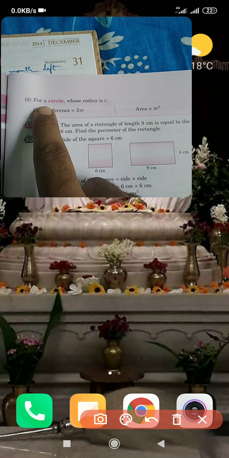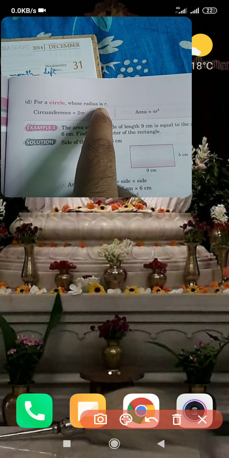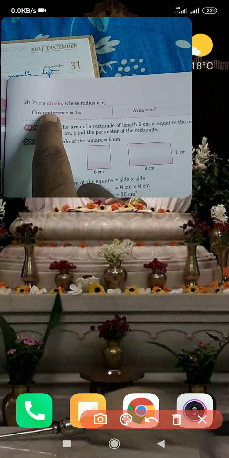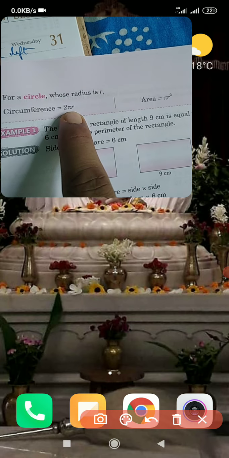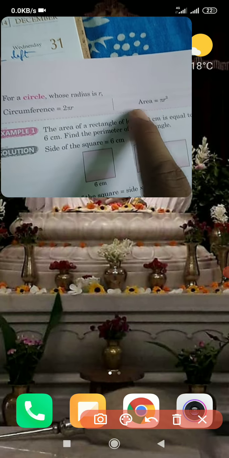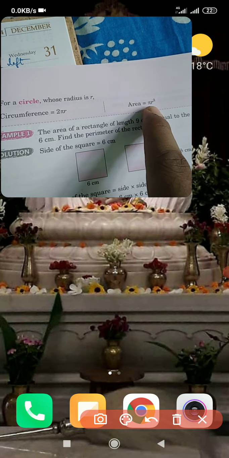The last one is for a circle when the radius is r. The boundary of a circle is its circumference, and we know the formula of circumference is 2 into pi into r, and the area is pi r square. So I'll be suggesting that you learn all.